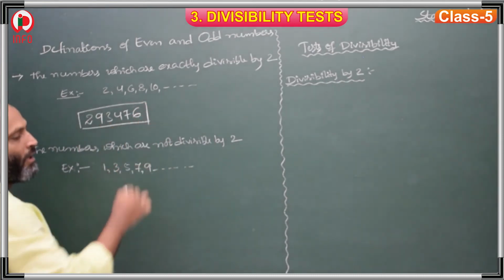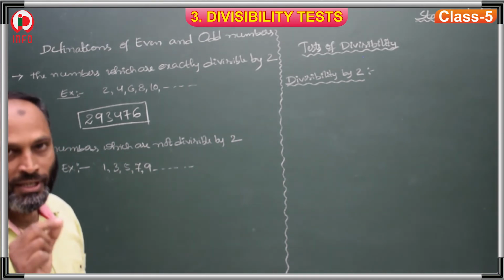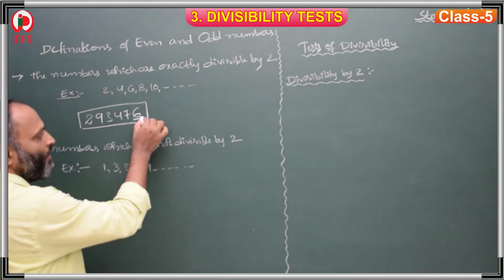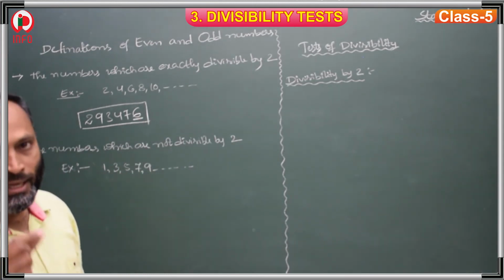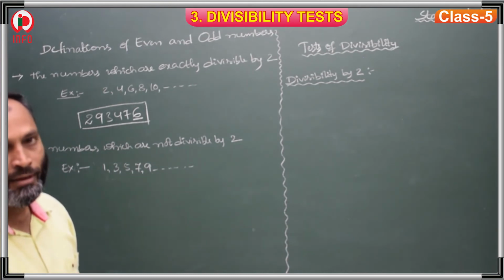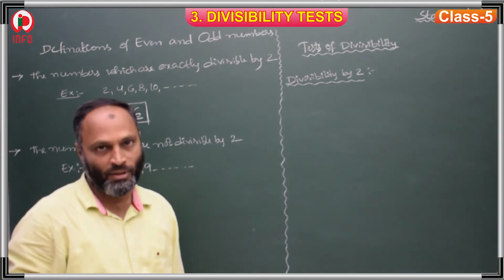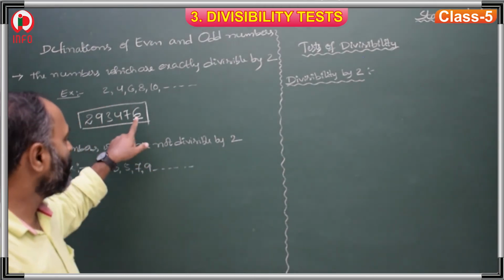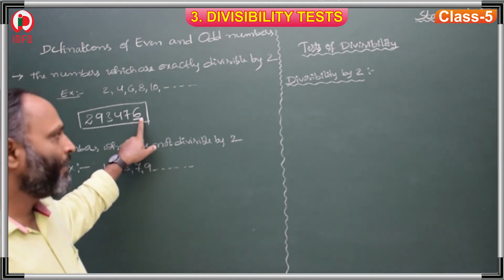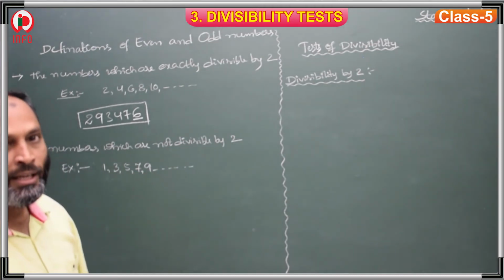How to decide if this number is even number or odd number? We have to check the ones place. What is there in the ones place? In the ones place 6 is there. If 6 is even, then the complete number is even. If it is not an even number, then it is not even. So remember, here this 6 is an even number. So this complete number is an even number.